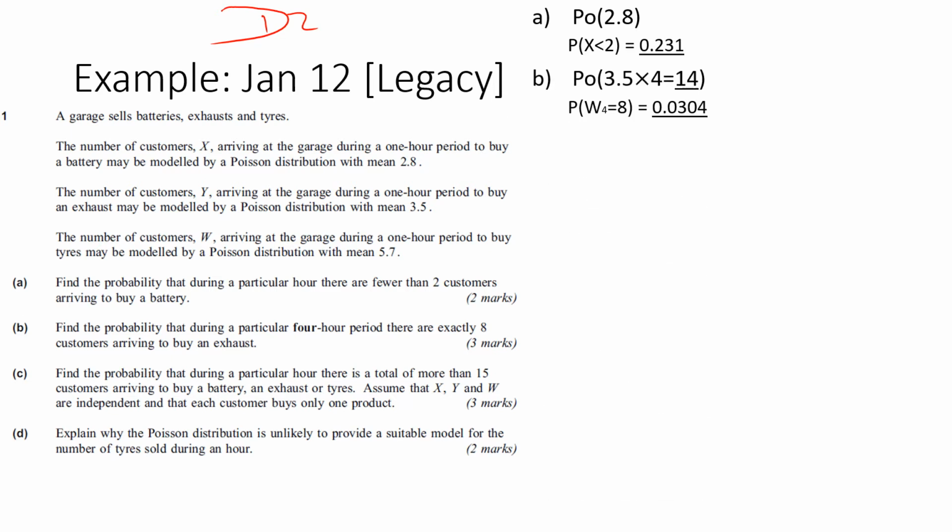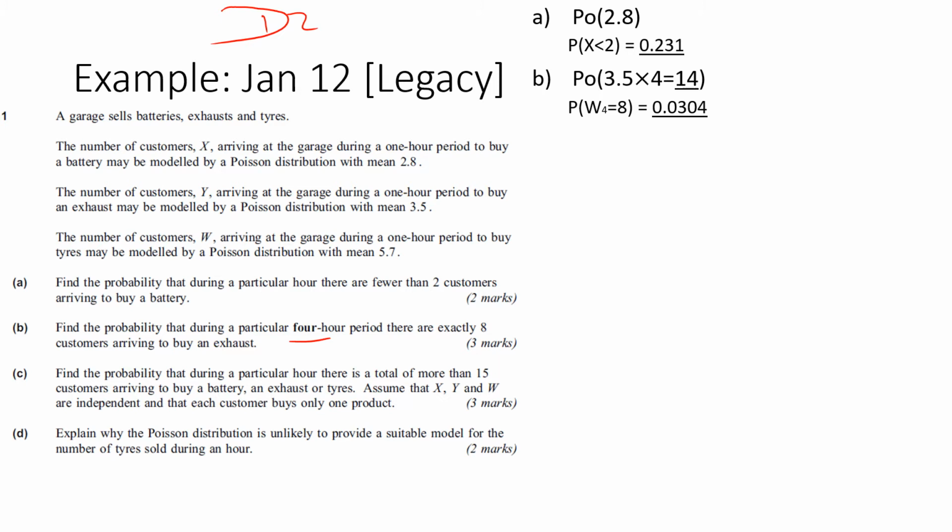Now, for part B, it talks about during a particular 4-hour period. And we're talking about exhaust. So 3.5 for 1 hour, 3.5 times by 4 for 4 hours. So we would expect 14 customers. What's the chances of exactly 8? Using 14 as your lambda, you mean exactly 8. So 8 is your X in your PPD, or lower and upper in PCD, to achieve that probability of 0.0304.